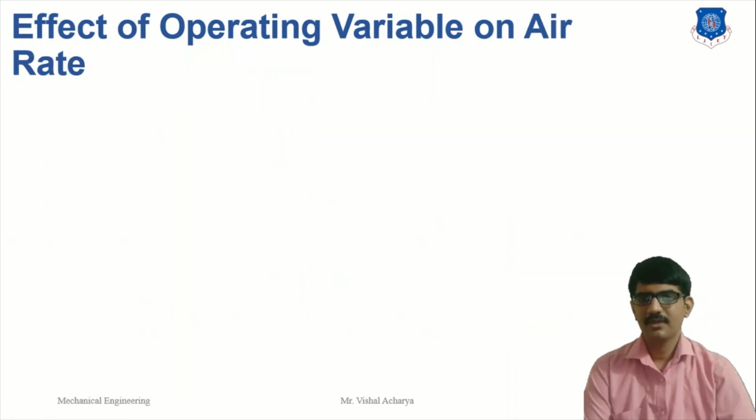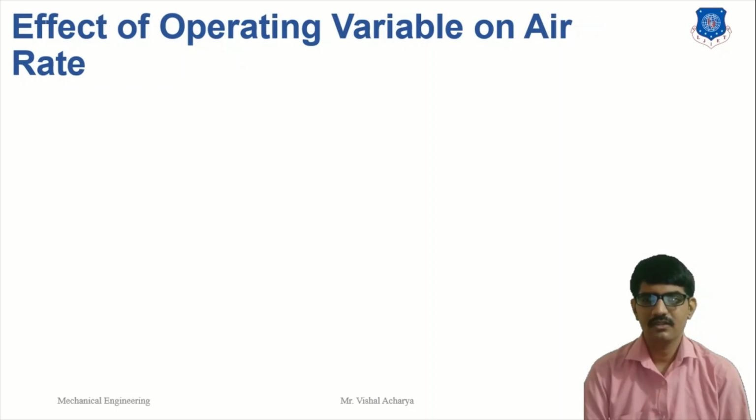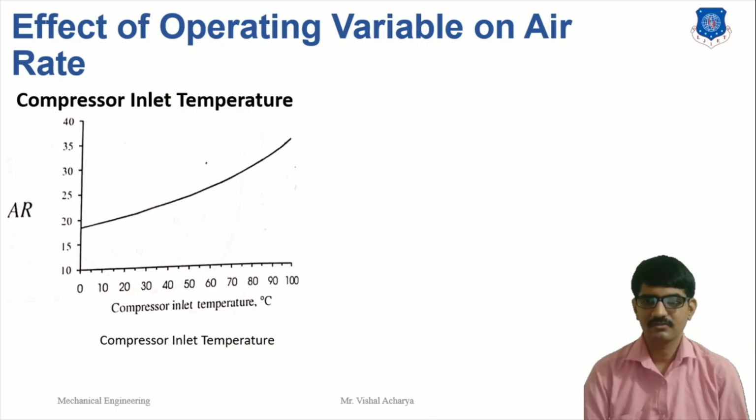Next is the effect of the operating variables on air rate. Here, air rate depends on the gas turbine size. When the air rate is increased, the gas turbine size is increased. When the air rate is decreased, the gas turbine size is compact. So here we require a compact gas turbine.